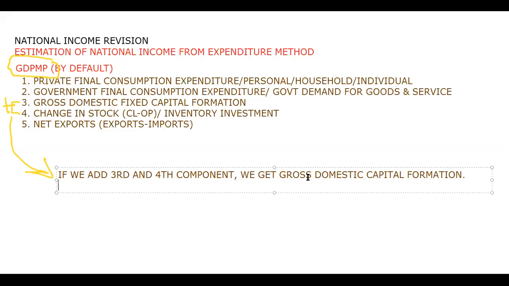And capital formation, do you know the other name? Capital formation is also known as investment. So it can be written as gross domestic investment also, right? So ये चीज ध्यान रखनी है, if we add third and fourth element together, तो fixed word हट जाएगा और ये total बन जाएगा, gross domestic capital formation, right?